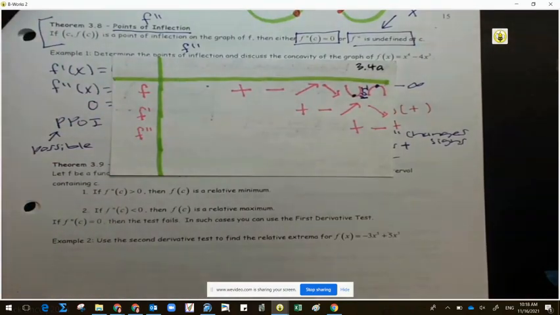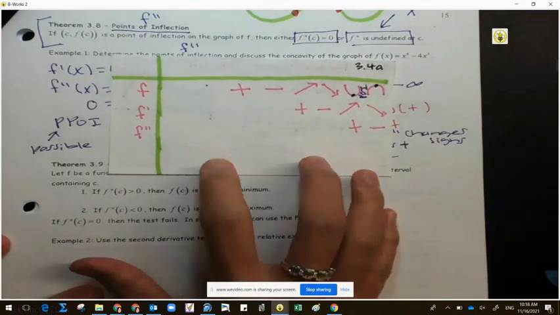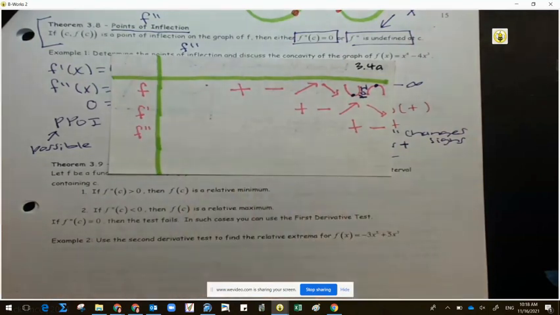So let's use this card to answer theorem 3.9. You guys about ready or a little more time? All right, let me know. Are we ready now?